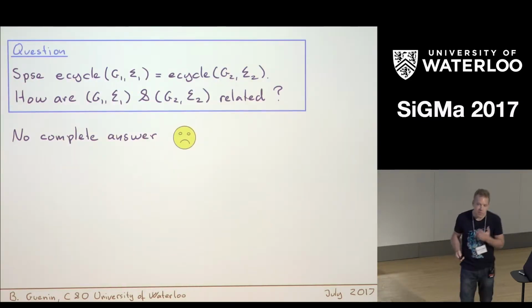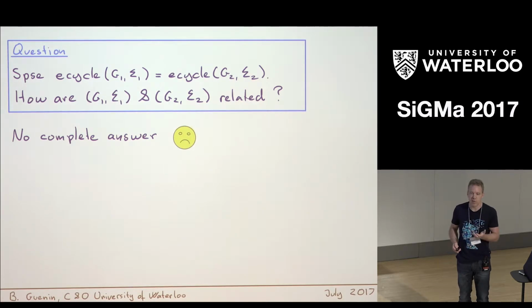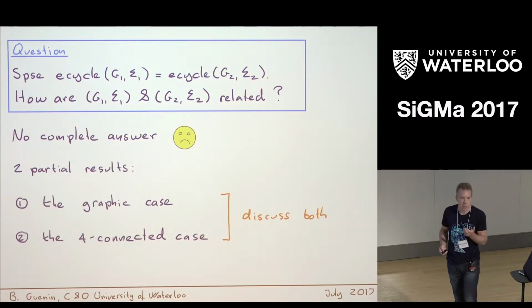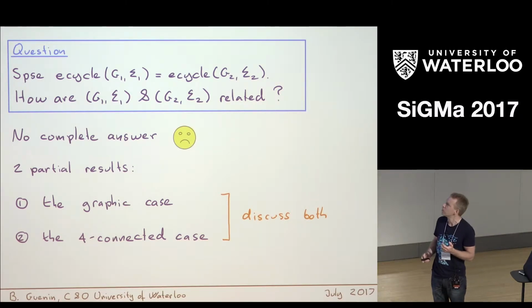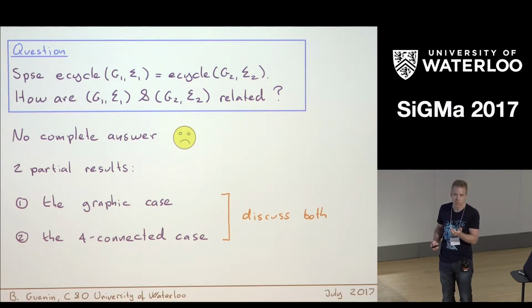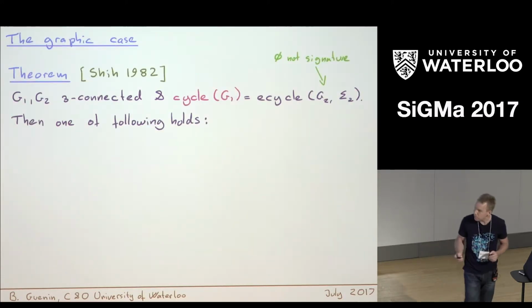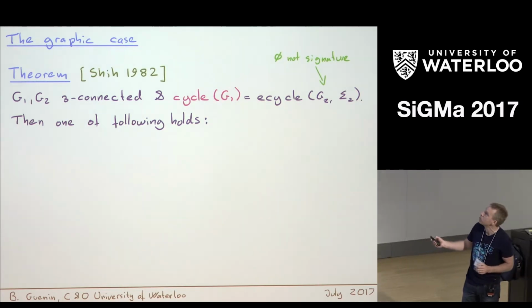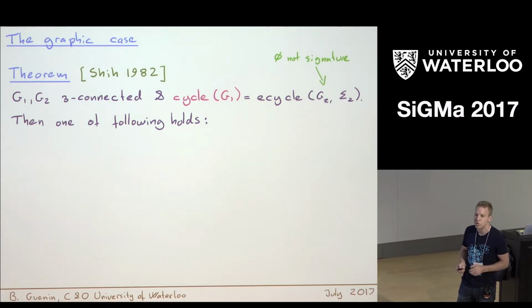All right, so I don't know how to answer the question completely, but there are two nice partial results which I want to mention quickly. There's an old result which I call the graphic case, and then there's a result that essentially answers the question for higher connectivity. So what is the graphic case? Well, this is a really nice result dating back to 1982. She was a PhD student of Neil Robertson. That's how I knew about this result.